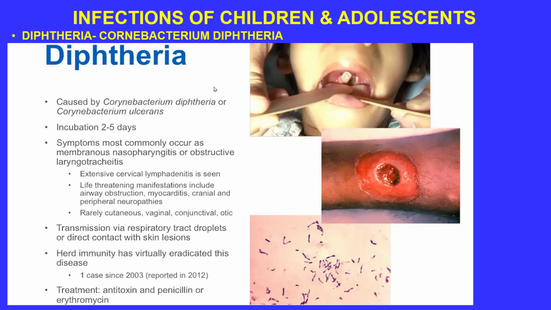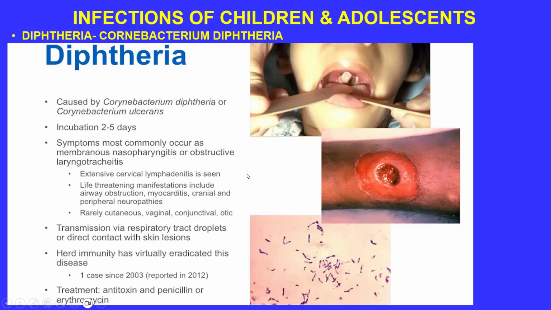You also have life-threatening manifestations, which include airway obstruction, myocarditis, and cranial and peripheral neuropathies. It's rarely cutaneous, vaginal, conjunctival, or optic, meaning basically those are the rare cases of coming in contact with the droplets. Here you have a situation where it was cutaneous.